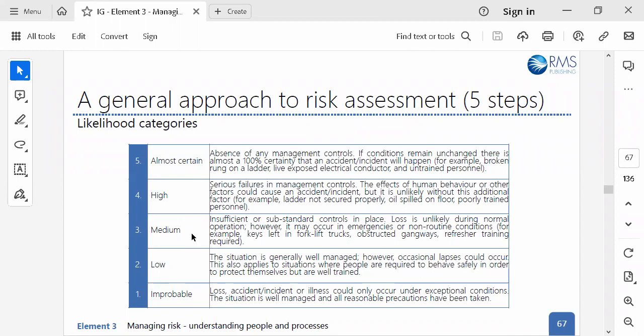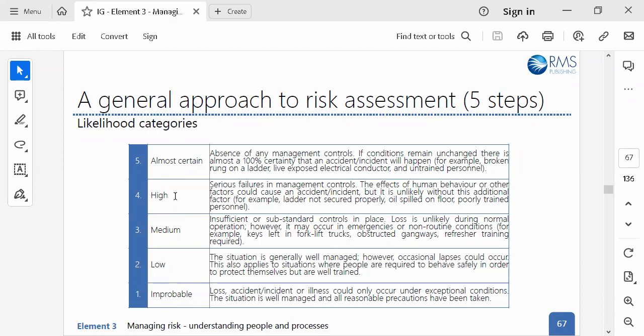Third one, medium category of likelihood. In this, the controls in place are insufficient or substandard. Loss is likely during normal operations. However, it may occur in emergencies or non-routine conditions. For example, key left in forklift truck, obstructed gangways, refresher trainings required.